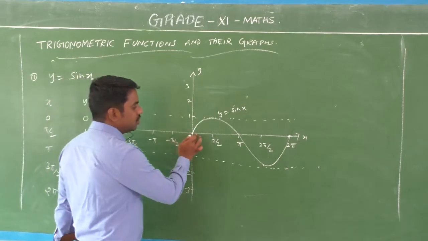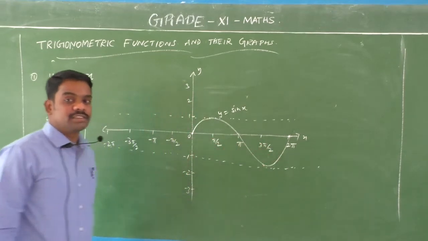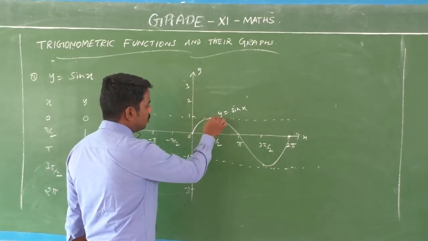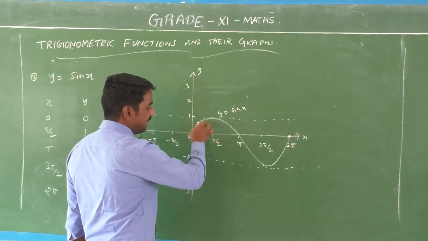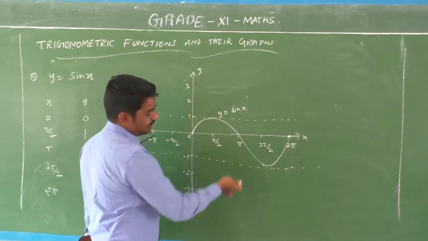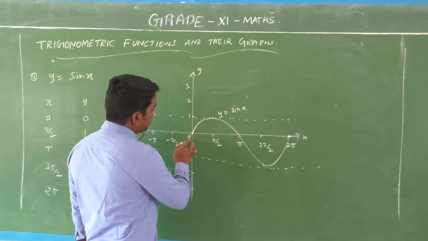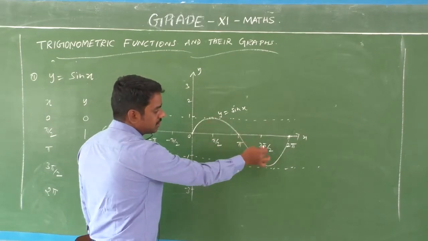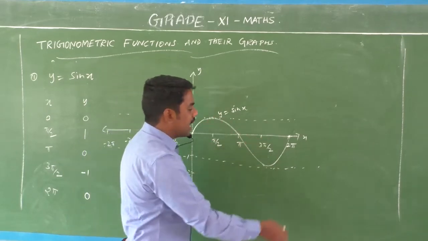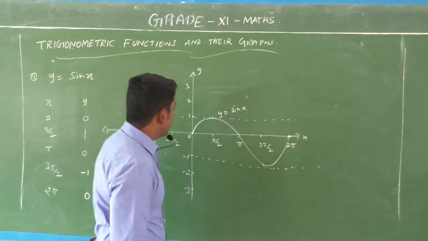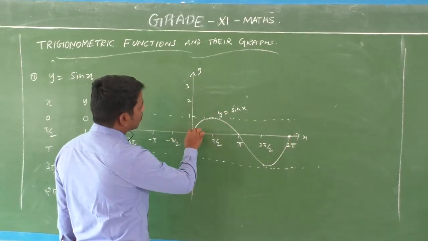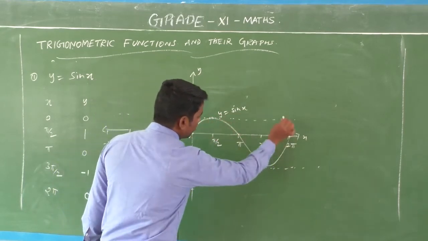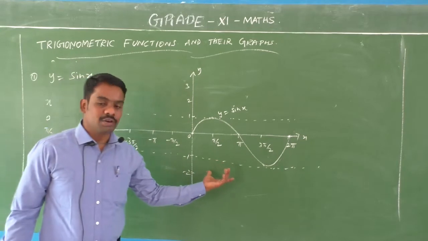Here 0 to 2 pi is one complete rotation. From 0 to pi by 2 the curve is increasing and from pi by 2 to pi it is decreasing. Sin 0 is 0, sin pi by 2 is 1, sin pi is 0, sin 3 pi by 2 is minus 1, sin 2 pi is 0. The curve of y equals sin x is this one.